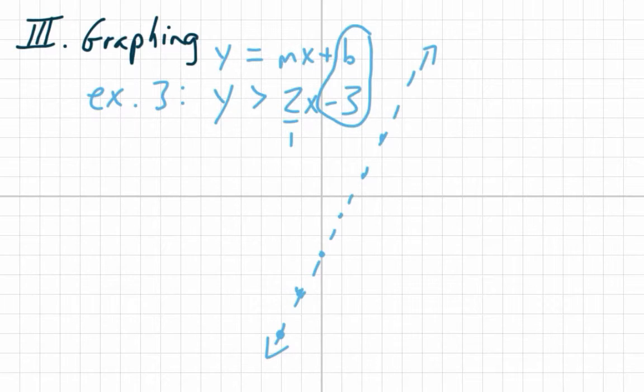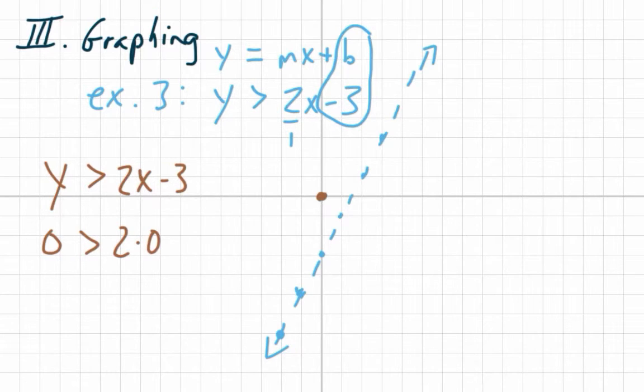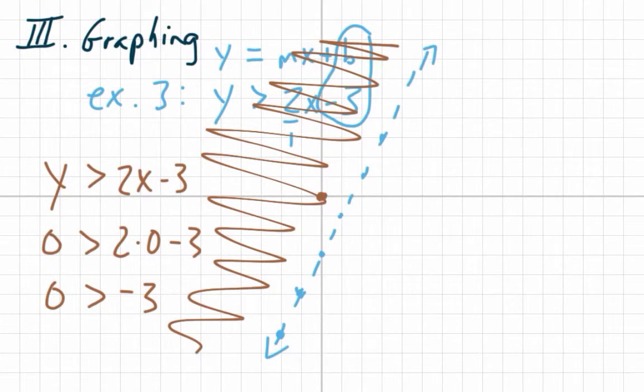Now from there we need to decide, do we shade up and left or do we shade down and right? So I'm going to pick that origin and see, does the origin work in my equation? We had y is greater than 2x minus 3. The reason I like putting in the origin is it makes the math easier because 2 times 0 just drops out. So I have 0 is greater than -3. Is 0 bigger than -3? Yup. So then the origin works, so we shade to the left side of our dash boundary line.